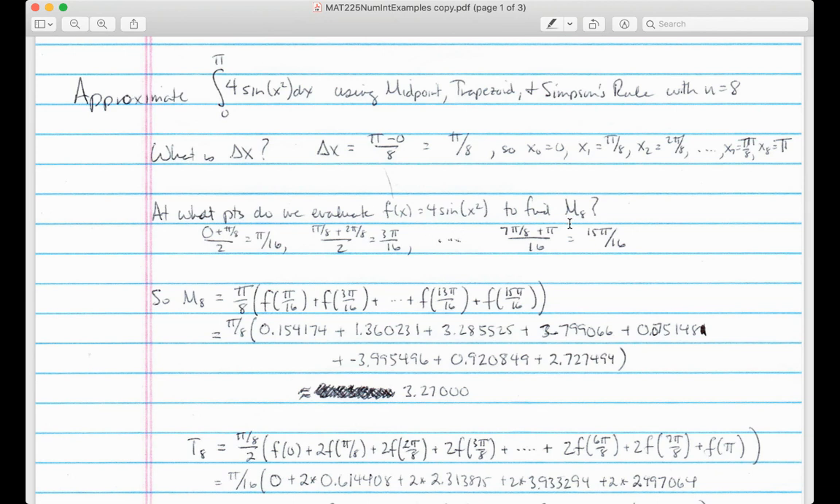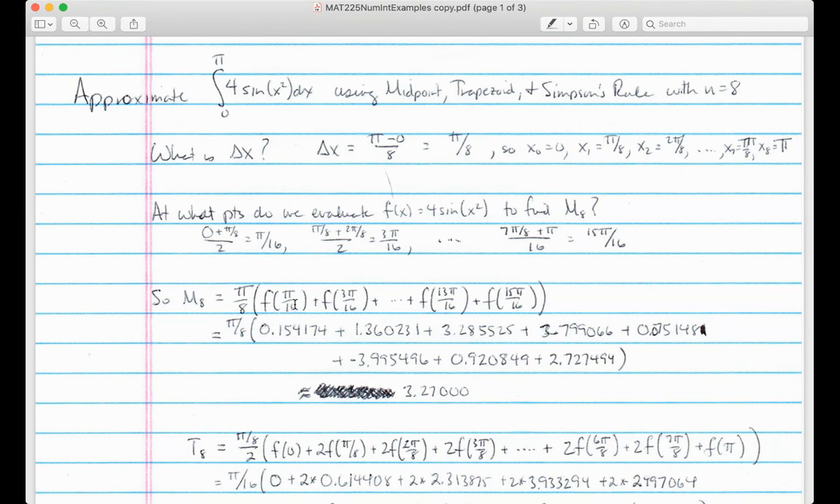To find the midpoint approximation, we need to find the midpoints of each of the intervals. So the midpoint from 0 to pi over 8 is going to be pi over 16. The midpoint of the interval from pi over 8 to 2 pi over 8 is going to be 3 pi over 16, etc. And so I'm going to get odd multiples of pi over 16 as my points to evaluate the function.